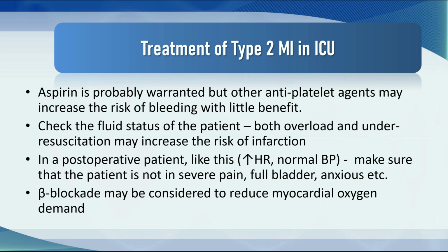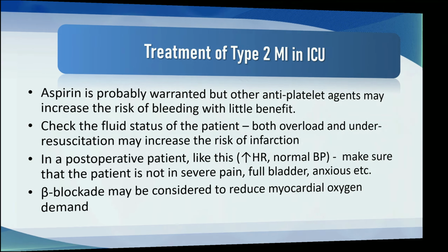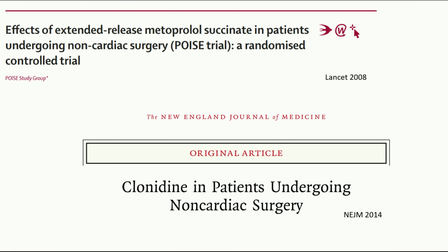In a post-operative patient like this, where the heart rate is high, the blood pressure looks normal, it's important to look at causes of stress and a hyperadrenergic state, such as severe pain, a full bladder, anxiety, etc. Beta blockade may be considered to reduce myocardial oxygen demand, for example, the use of an esmolol infusion. But you need to be aware of two major clinical trials, POISE and POISE-2.